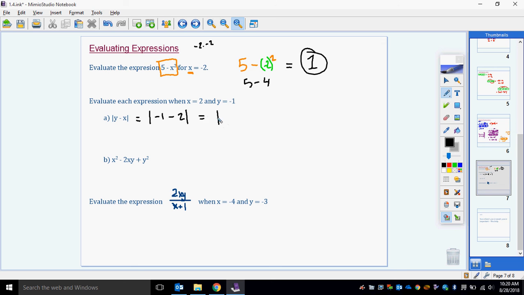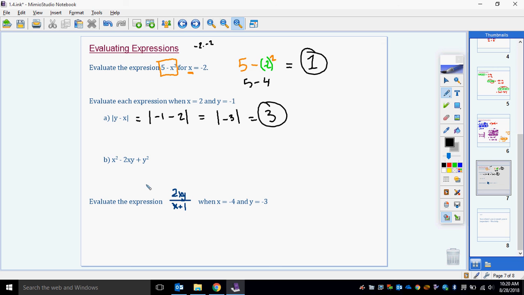So I have to do the grouping. In the absolute value, negative 1 minus 2 would be negative 3. Absolute value means how far away from 0 is it? Negative 3 is 3 units away from 0. So don't forget, when you're evaluating, to follow order of operations.